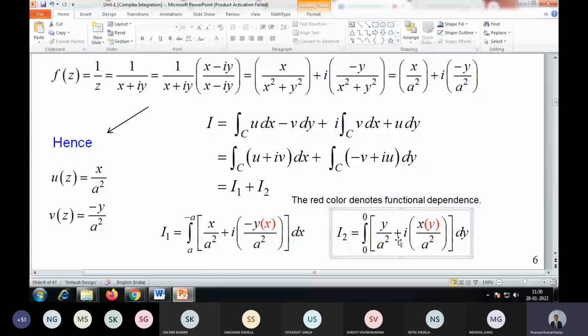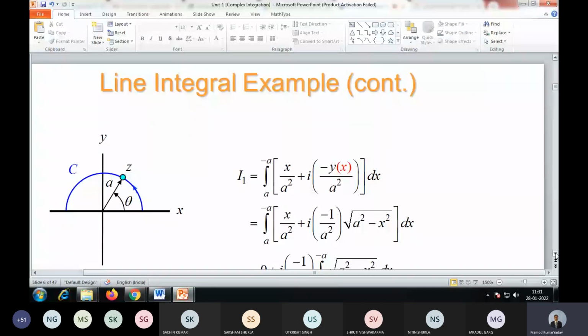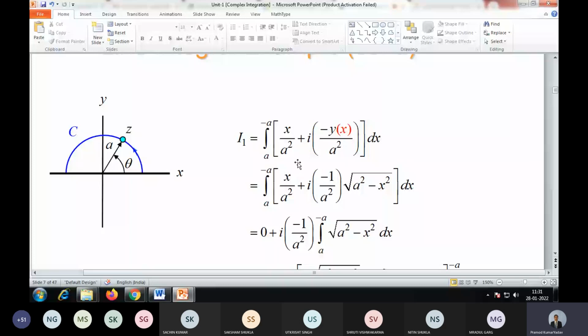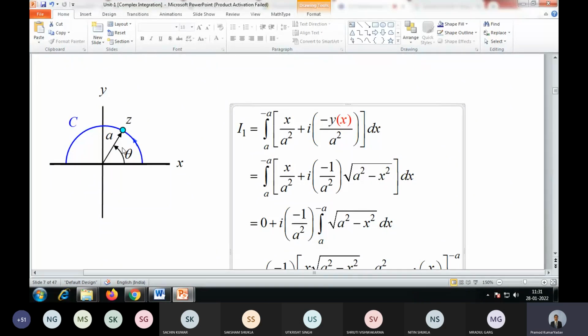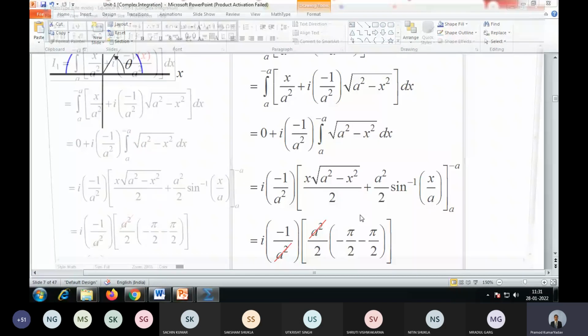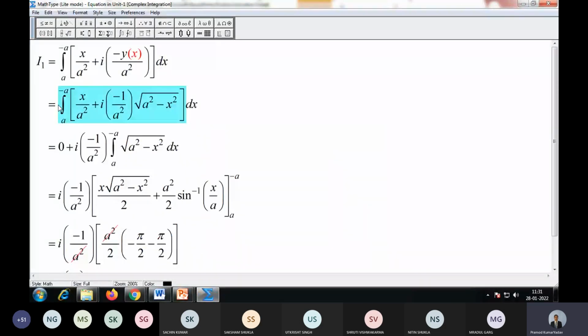At the same time, we may use the parametric equation also. I1 is evaluated like this: I1 equal to integral of x by a square, and the value of y is square root of a square minus x square. I discussed it earlier, I put the parametric of the curve. So this whole thing is going to reduce in terms of x, and I hope now we may integrate this.